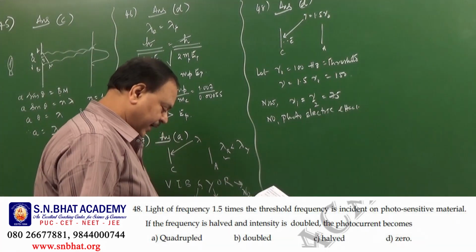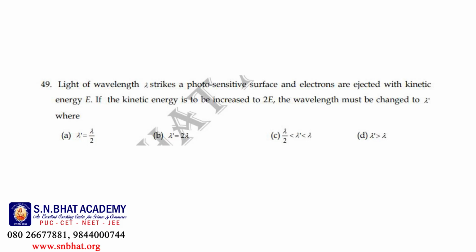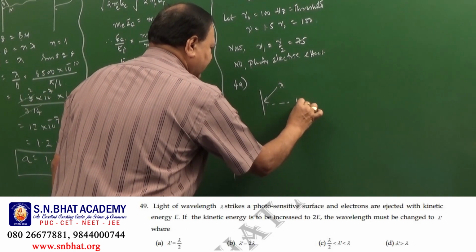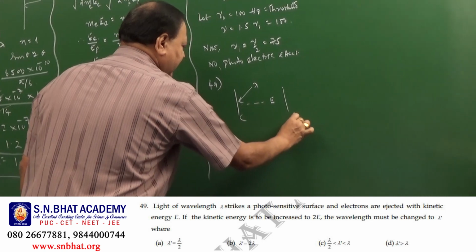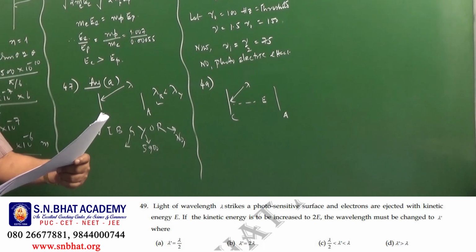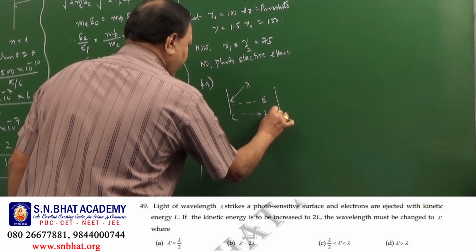Now you come to question number 49. Okay, so question number 49. Light of wavelength lambda strikes the photosensitive surface and electrons are emitted with a kinetic energy E. So here light is incident and therefore electrons are emitted with a kinetic energy. This is the cathode and the anode. If the kinetic energy is increased to 2E, he doubles the kinetic energy.